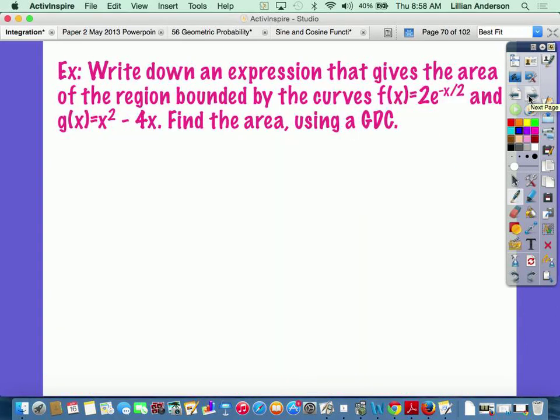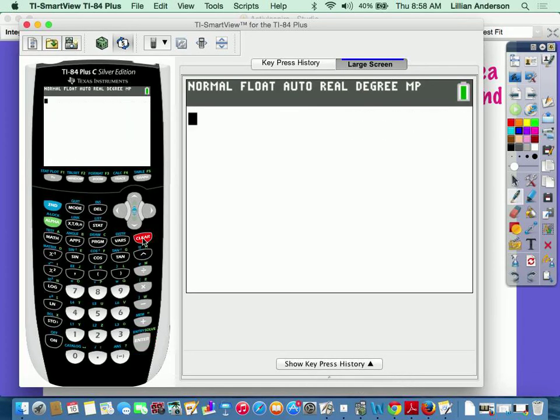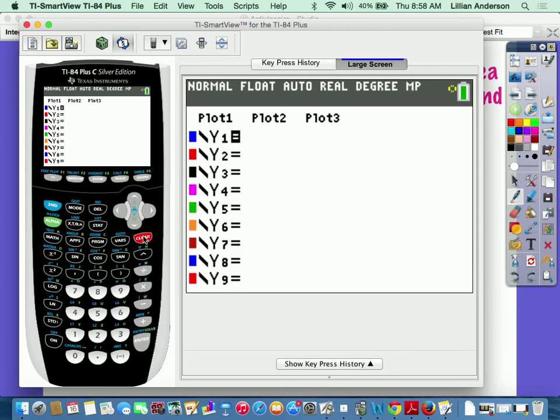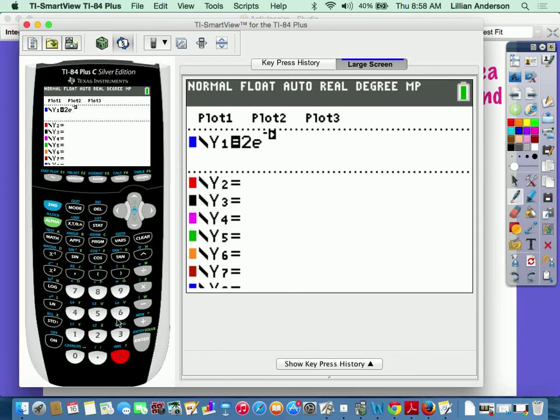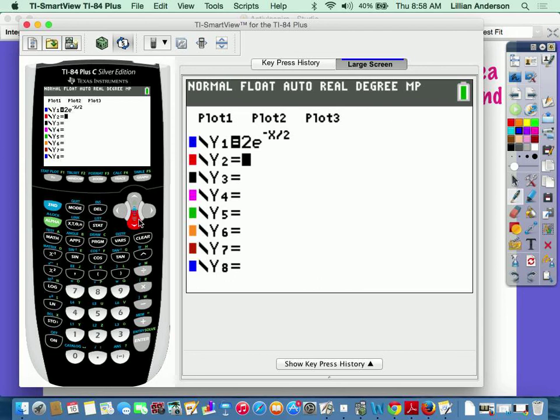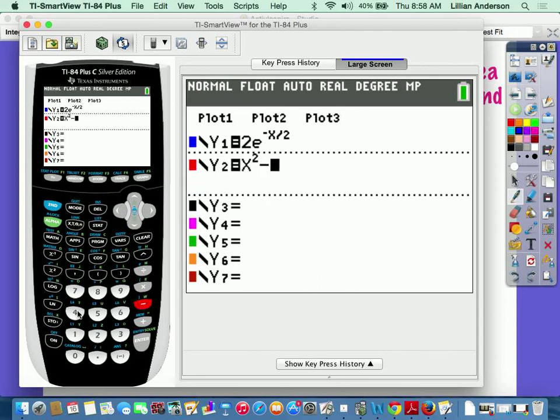Look at the next one. It says write down the expression that gives the area of the region bounded by those two curves, and then find the area using your graphic display calculator. So I need to write down the expression, which means I need to see where these two curves intersect. So I'm going to pull up my graphic calculator and graph these two functions. What was the first one? 2e to the -x divided by 2. And my second function is x squared minus 4x. So I type that into y1 and y2.